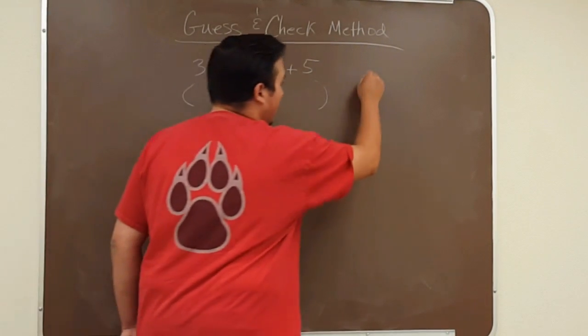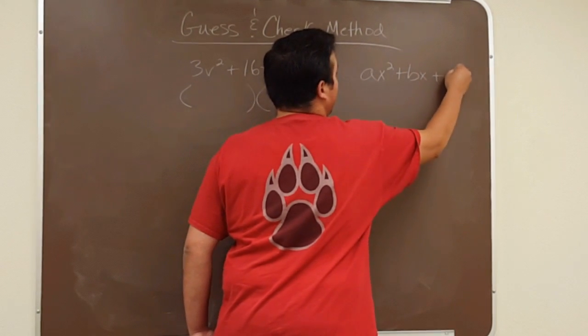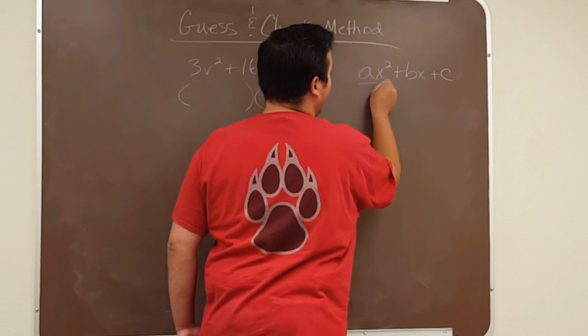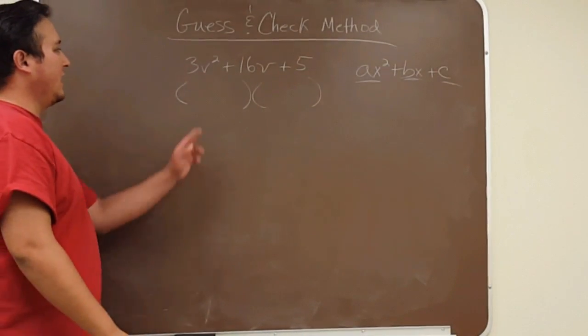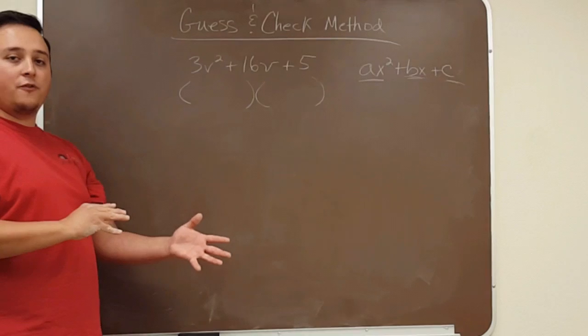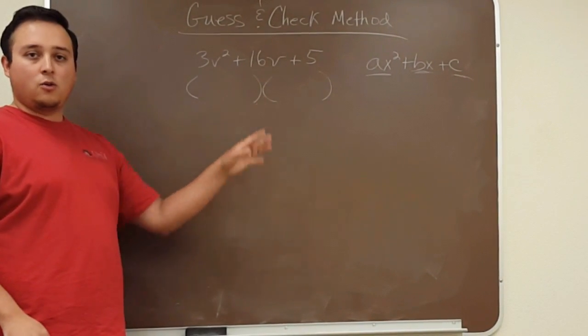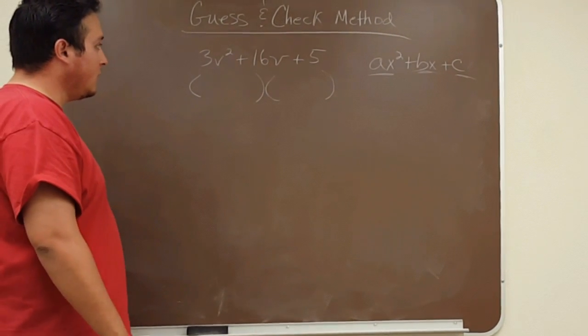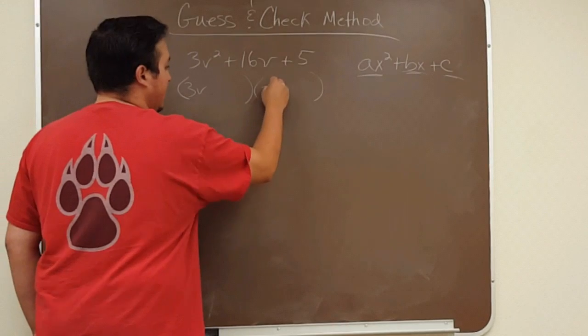So again, this is in the form ax squared plus bx plus c. So if I refer to your a term or your b term or your c term, that's what I'm referring to. And if the variables are different in the problem that you have, it does not matter as long as it's in this basic quadratic equation. So factors of your a term, in this case, is 3v and v.